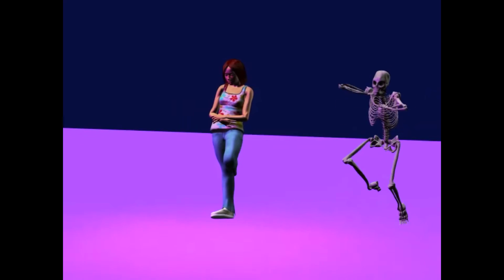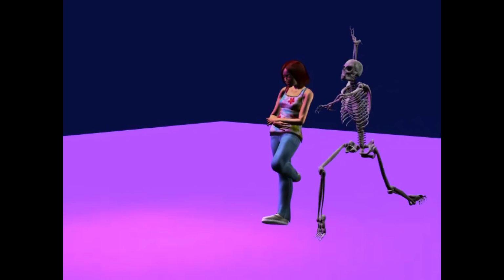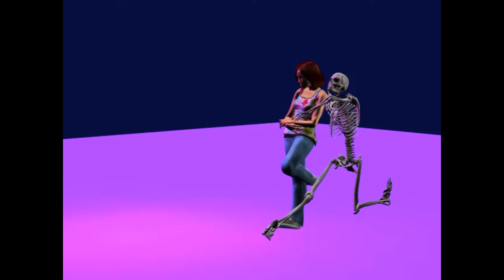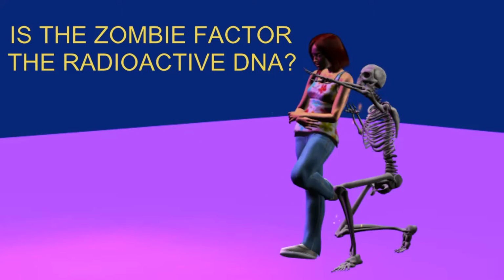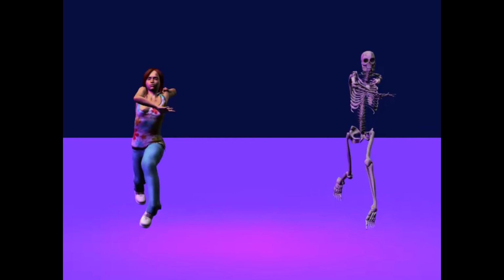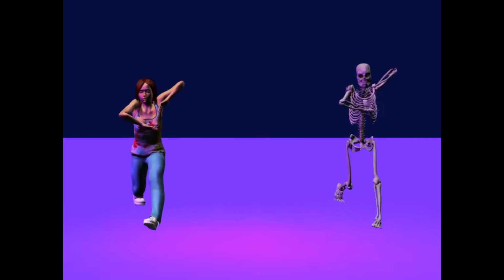When zombie number 2 infects a person, it transmits its zombie factor. Afterwards, radioactive phosphorus, and thus radioactive DNA, is isolated from the person. There is no radioactive phosphorus and no radioactive DNA isolated from the zombie bones afterwards.